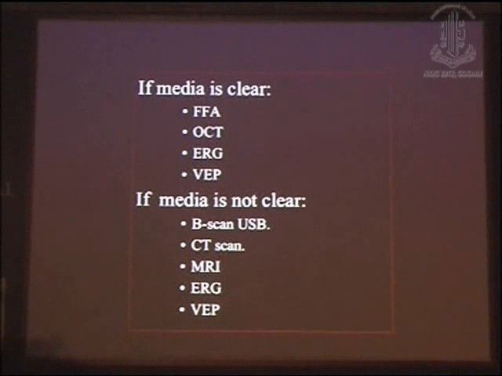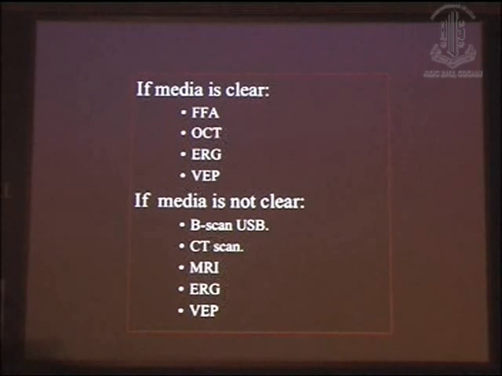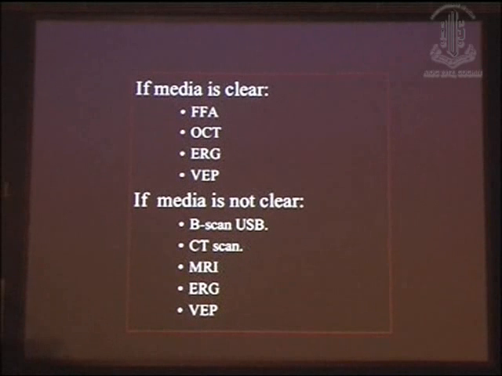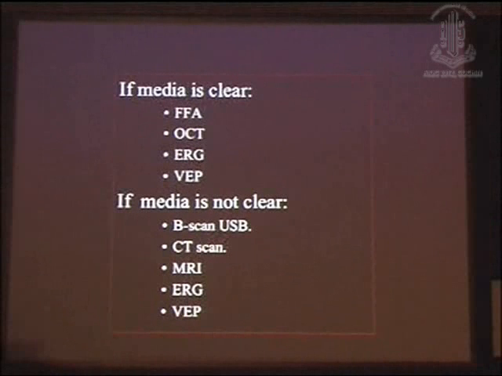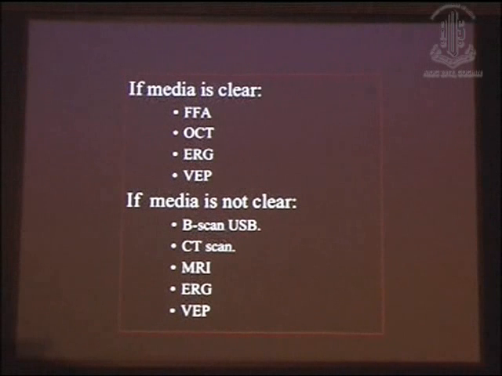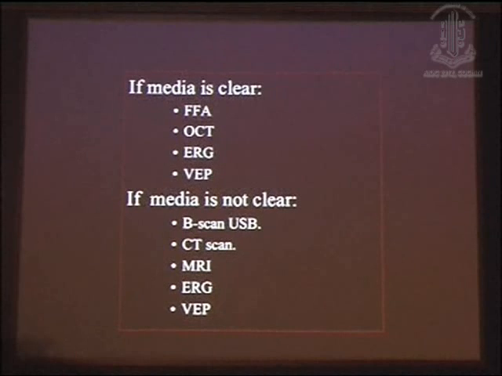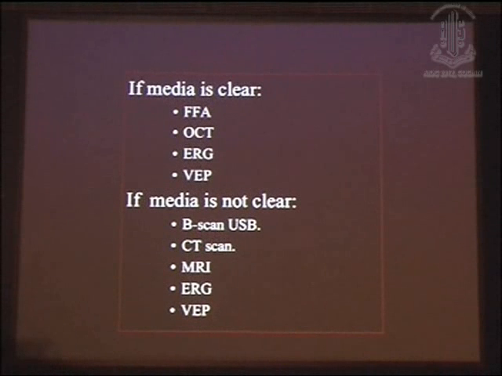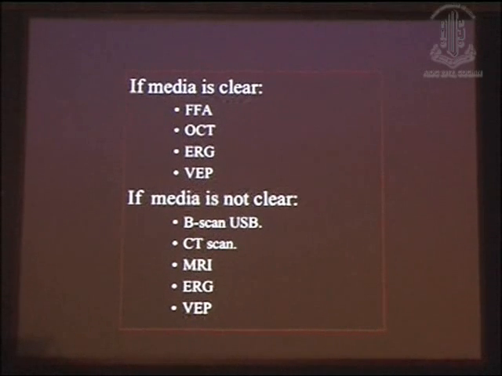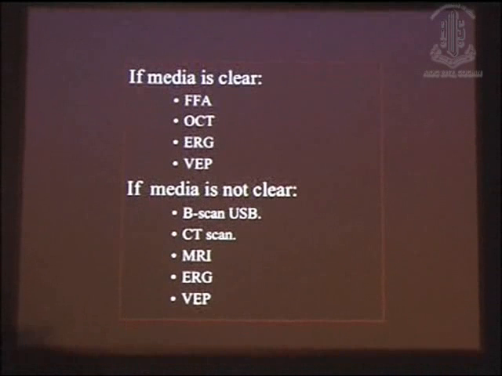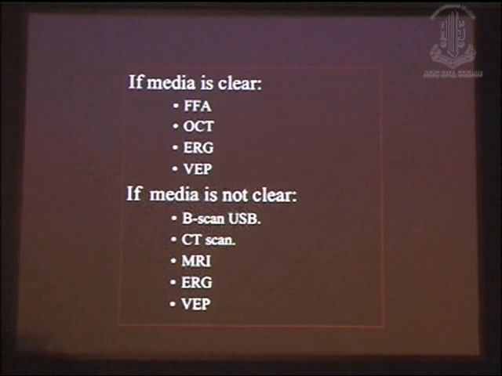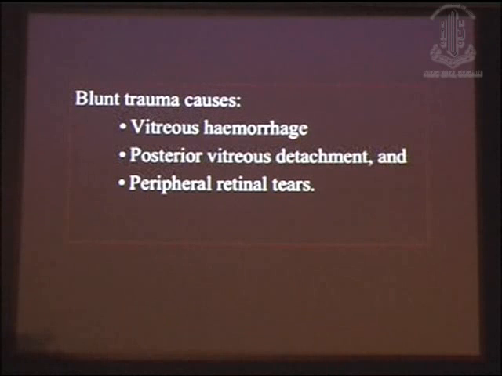So, posterior segment investigation: in case the media is clear, we can go for FFA, OCT, ERG and VEP. But in case the media is not clear, we can go for B-scan ultrasound, CT scan, MRI, ERG, VEP. But I will discuss in this talk only the case where the media is not clear.